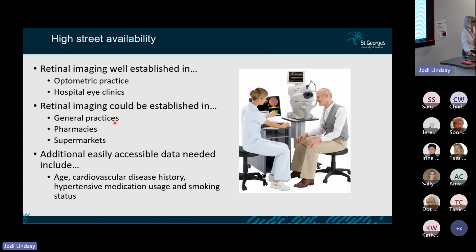Perhaps in a GP practice, maybe in the pharmacy, maybe even just outside a supermarket where you get a lot of traffic coming through. Maybe that would be a good way to capture people, to encourage them to have their health assessment done, and also to go for their NHS health checks. So it's easily accessible. And as I said, you don't need a blood test, don't need to measure blood pressure, don't need any drugs to dilate the pupil, just a picture and a few questions.